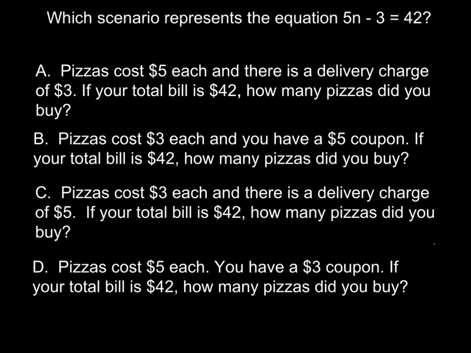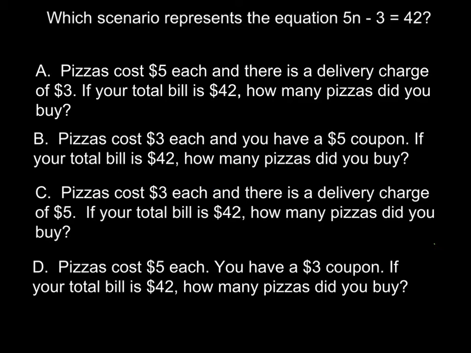Sometimes you might be given an equation and have to pick the scenario that represents the equation. In this case, we have the equation 5n minus 3 is equal to 42. You have 4 answer choices. It's usually easiest if you look at each answer choice and determine what the equation is going to be for that answer choice. So let's do that now.